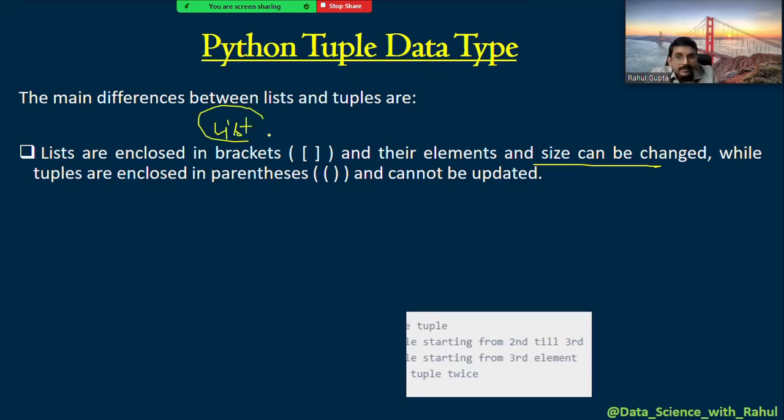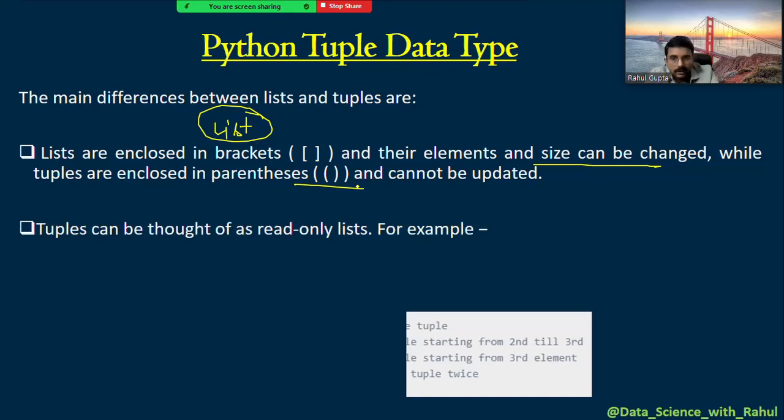We call lists mutable. That means their size and content can be changed if required. Whereas tuples are enclosed in parentheses and we cannot update them. They are immutable. You cannot change their values. So you can say they are read-only lists. You cannot write to them. Once they are defined, you cannot do that.